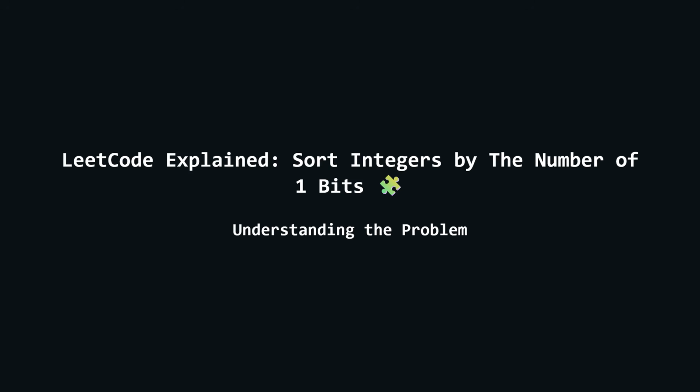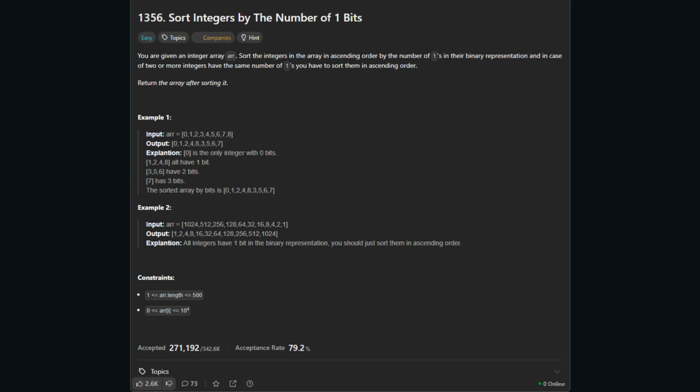Today we are tackling the problem called sort integers by the number of 1 bits. It's a really fun sorting and bit manipulation puzzle, so let's break down exactly how it works. We are given a list of integers. Our main goal is to sort them, but not in the usual way. Instead of just sorting from smallest to largest, we need to sort them based on how many 1 bits they have when written out in binary. Let's dig into what that actually means on the next slide.